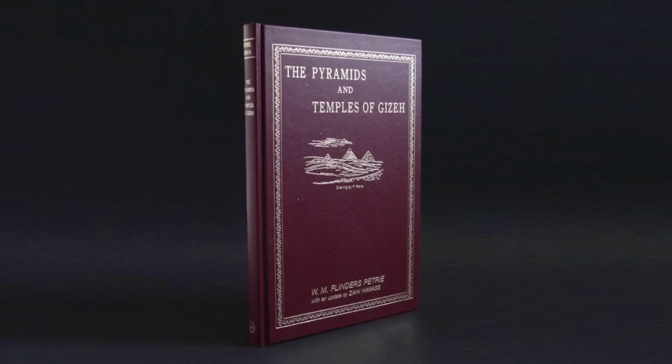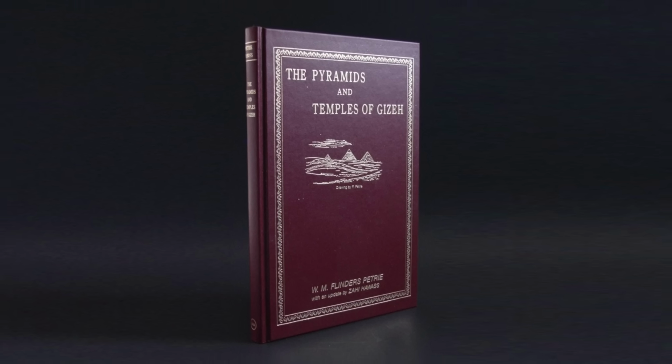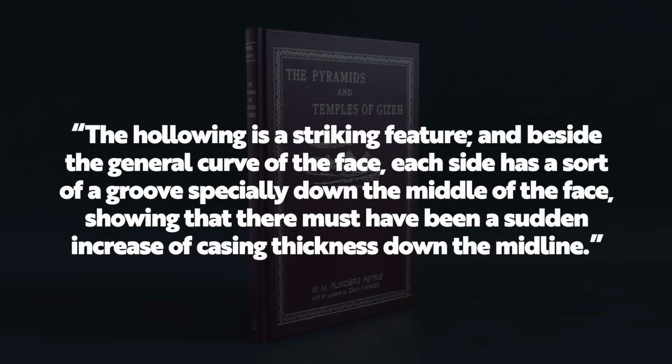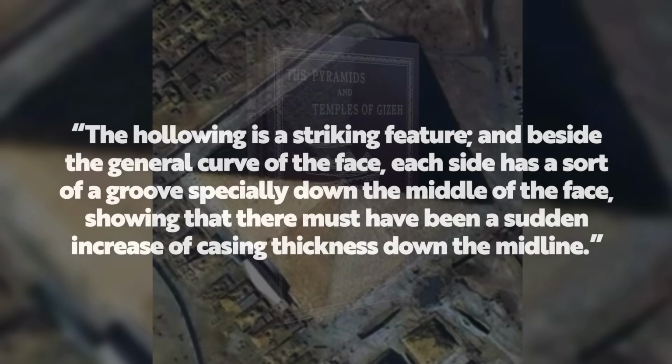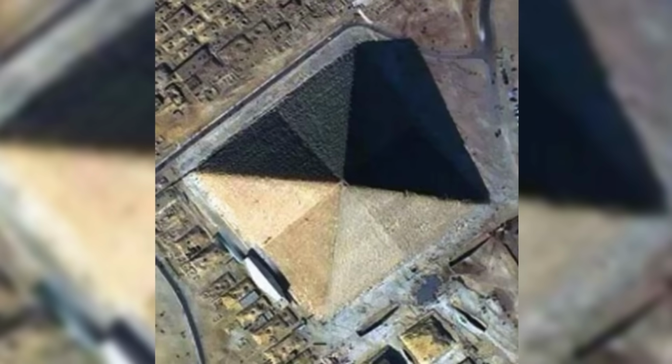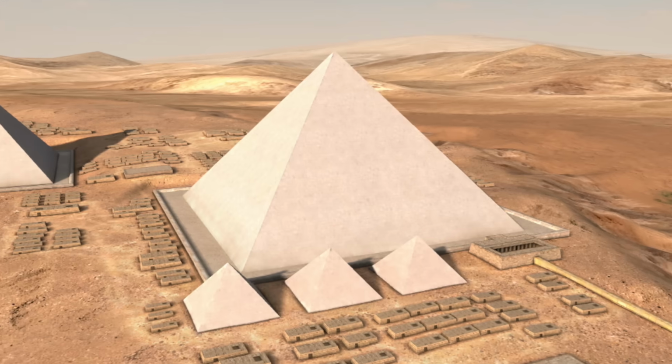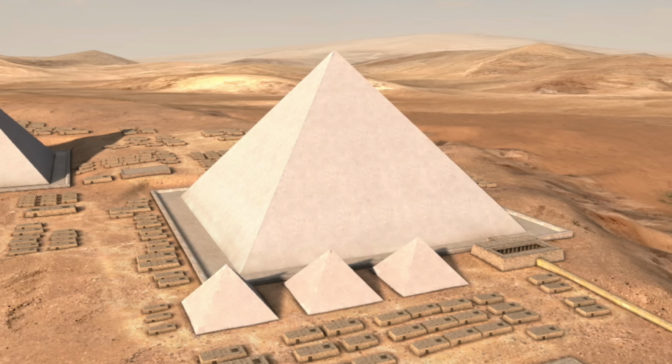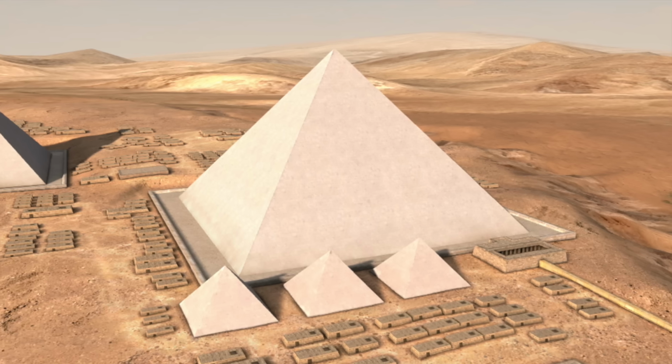"The hollowing is a striking feature, and beside the general curve of the face, each side has a sort of groove specially down the middle of the face, showing that there must have been a sudden increase of casing thickness down the midline." End quote. The thickness he's referring to is the missing outer casing, which he believed must have got thicker towards the centre of each face, so the pyramid could have a perfect true finish.